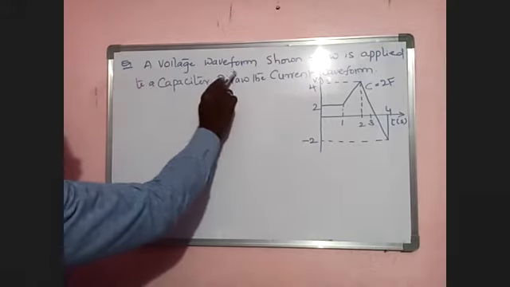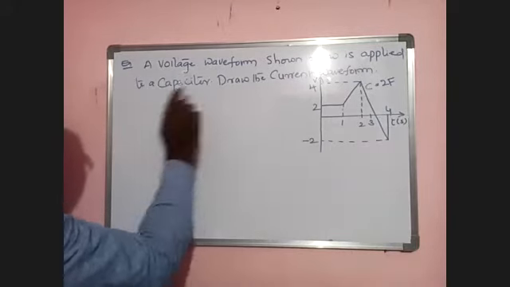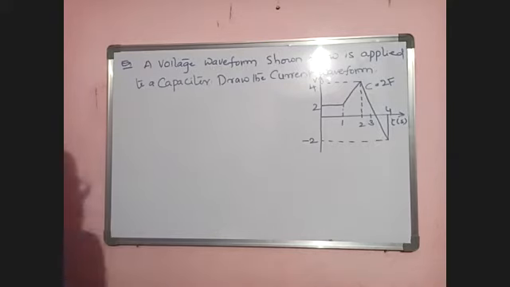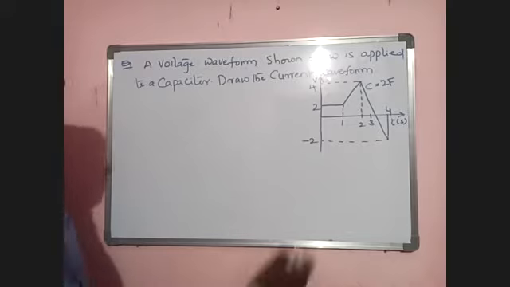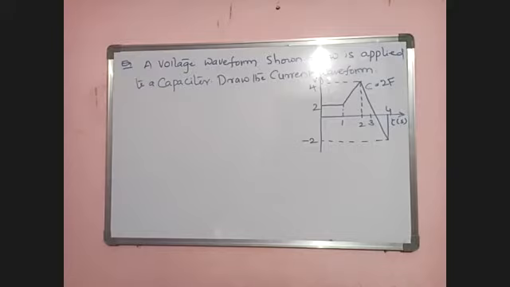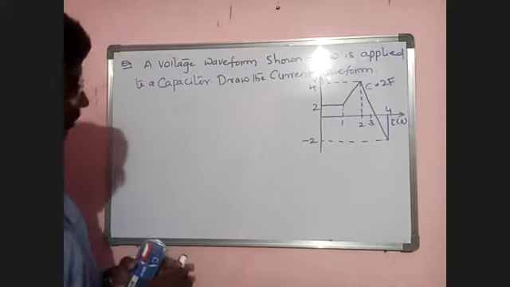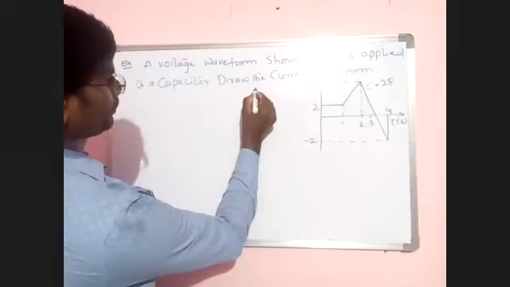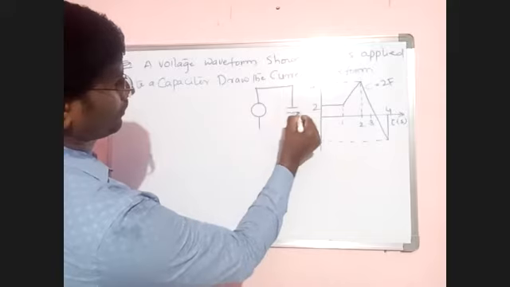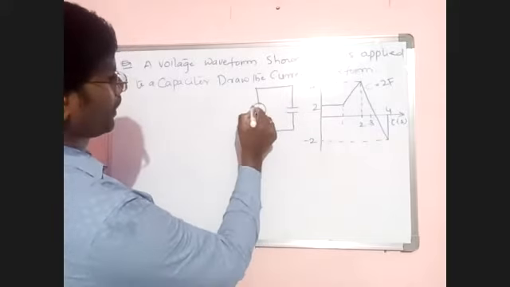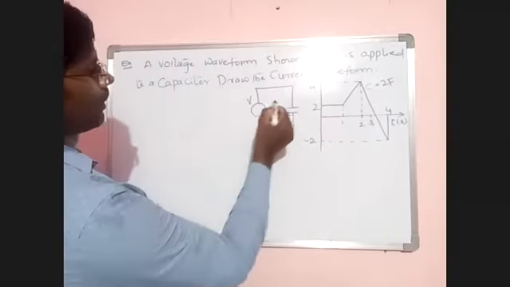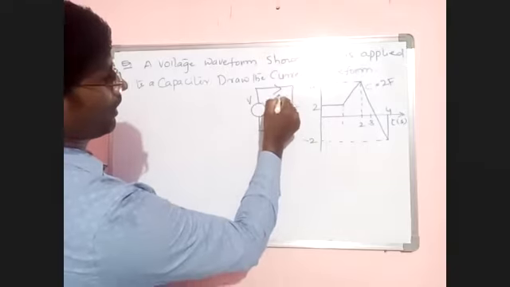A voltage waveform shown below is applied to a capacitor. Draw the current waveform. So it is a kind of input which is given to the capacitor of capacitance 2 farads. That means it seems to be lines. It is V. Here capacitance is 2 farads. He asked us to find I.